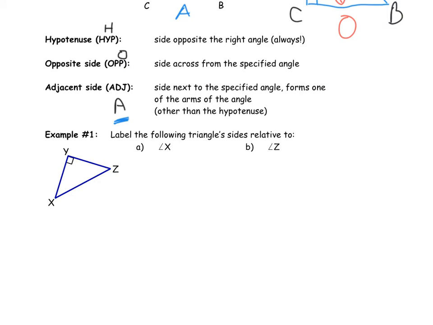So what I'd like you to do for a minute is take a look at example number 1 and try the question for yourself. I want you to label the following triangle sides as either the H, the O, or the A relative to angle X first. And then maybe use one color for X, and then go ahead and do the same thing for angle Z. Pause the video, give that a shot, and then come back when you're ready to take it up.